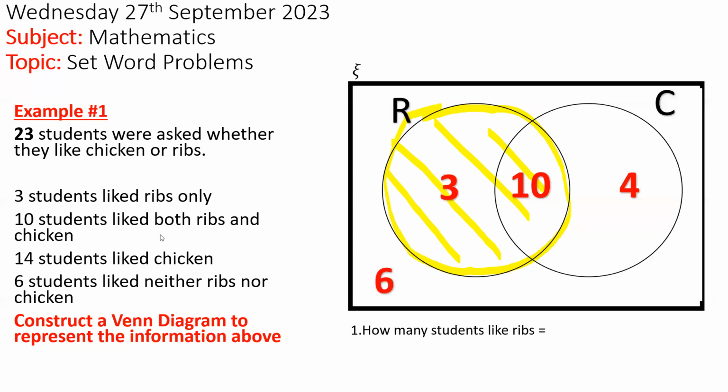Could you say that again, please? I asked how many students like ribs. I didn't say how many students like ribs only. So ribs only is 3, but ribs is this whole circle R. The whole circle of R is ribs, the whole thing. So the whole circle, 10 plus 3, is R. So that's how we do it. So be careful.